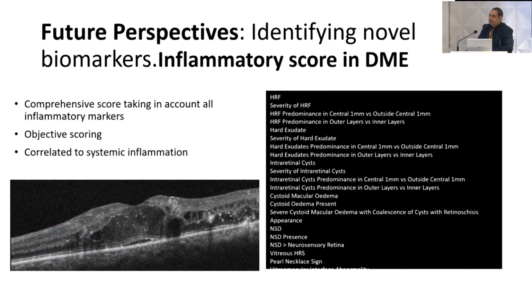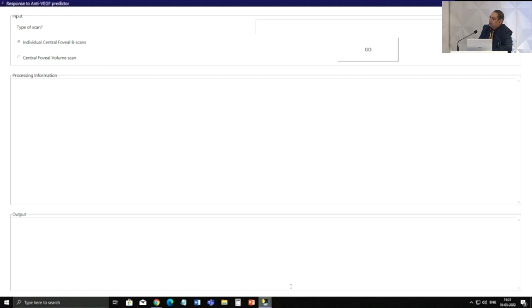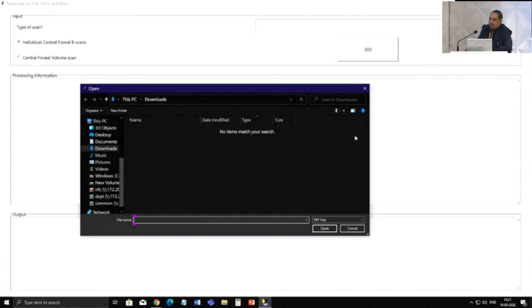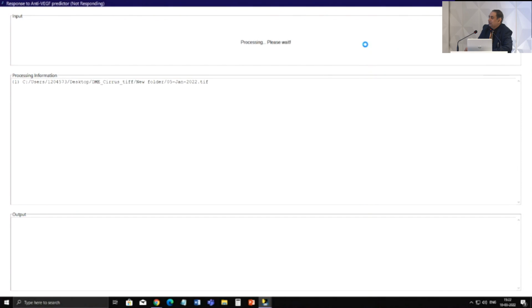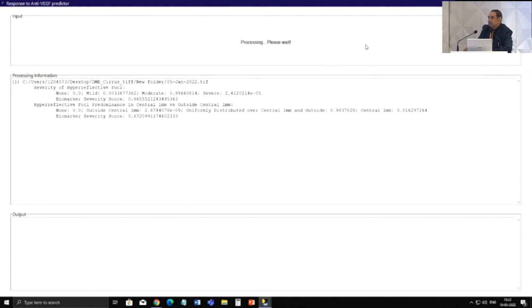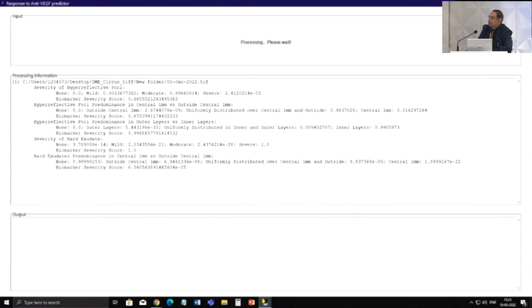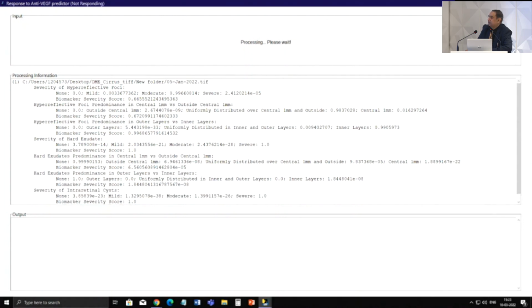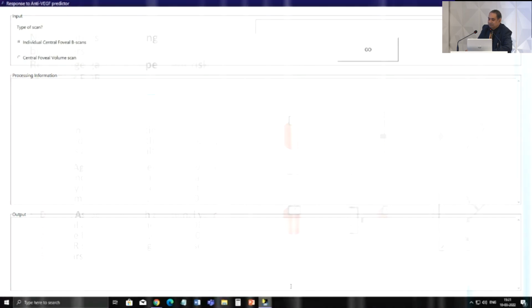One of the things we have heard about is inflammatory mediators, and we know that with more of these inflammatory markers, the response to anti-VEGF is probably a bit less. We developed an algorithm by which you can put in the images and get a score for all the inflammatory markers, and it gives an inflammatory score which gives us an idea whether the patient would be a responder or a poor responder to anti-VEGF. So you feed in the OCT, it gives a score for all of the inflammatory markers, and we get to know whether this would be a good responder or a poor responder.